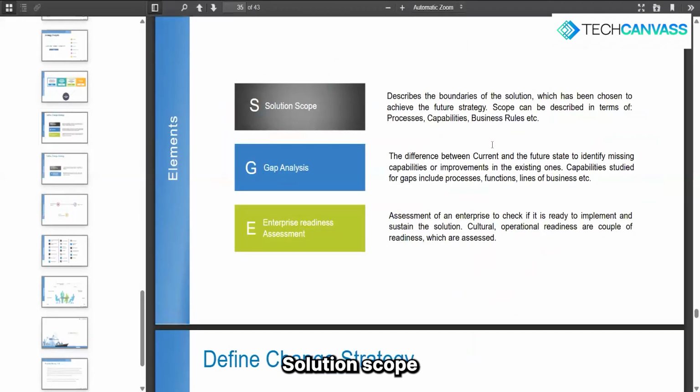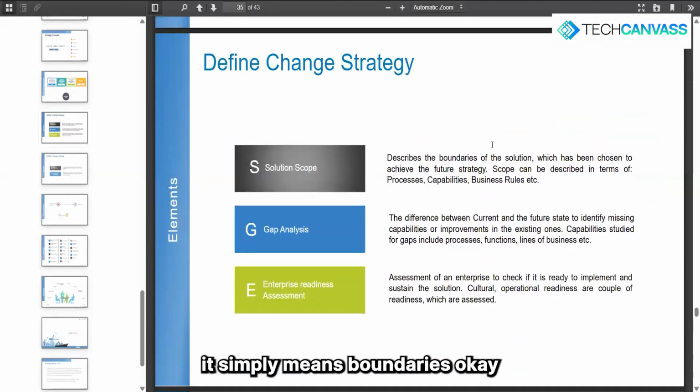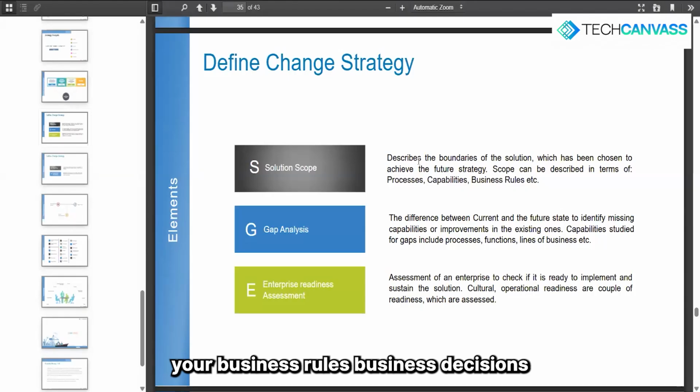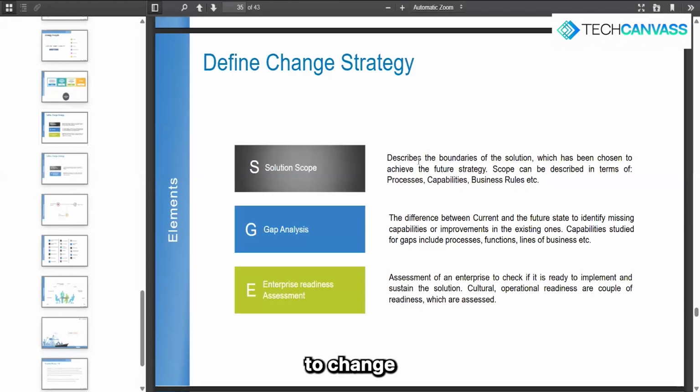Okay. Solution scope. Whenever you see that word scope, it simply means boundaries. So what will that solution contain? Which new capability will the change deliver? Look at the solution scope from that perspective. What will be the capabilities? I had not opened BABOK, otherwise I would have shown you. It's actually a whole list. It contains functions, your business rules, business decisions, what processes are going to change, what resources are going to change, what will be the sequence. There were things around workflows, organizational structure, all those things that will be part of solution scope.